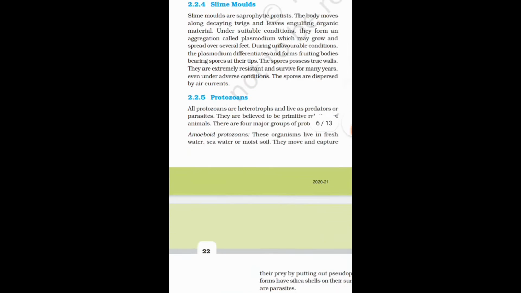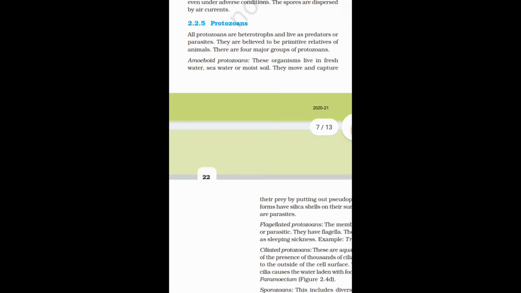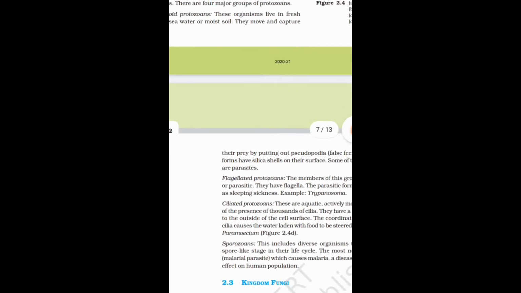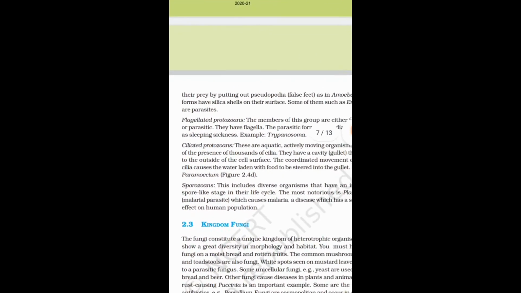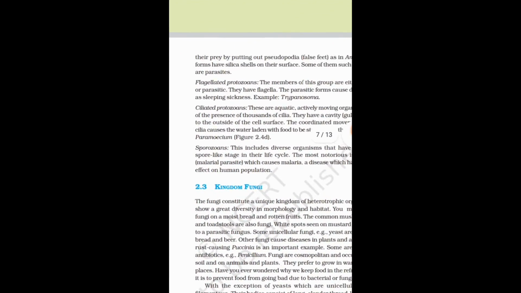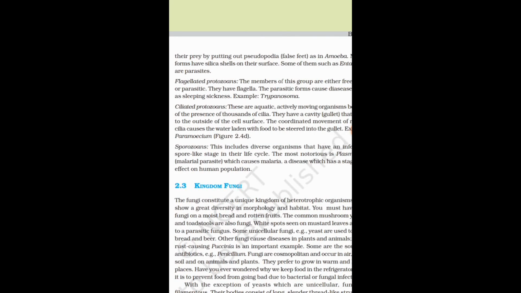2.2.5 Protozoans. All protozoans are heterotrophs and live as predators or parasites. They are believed to be primitive relatives of animals. There are four major groups of protozoans. Amoeboid protozoans: these organisms live in freshwater, seawater, or moist soil. They move and capture their prey by putting out pseudopodia, false feet, as in Amoeba. Marine forms have silica shells on their surface.